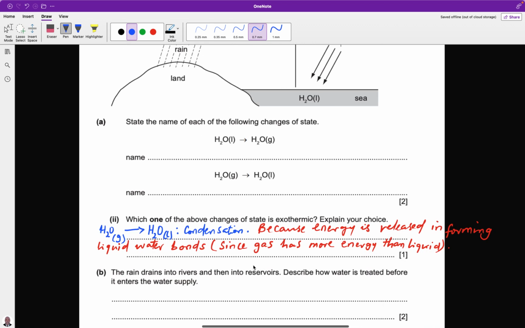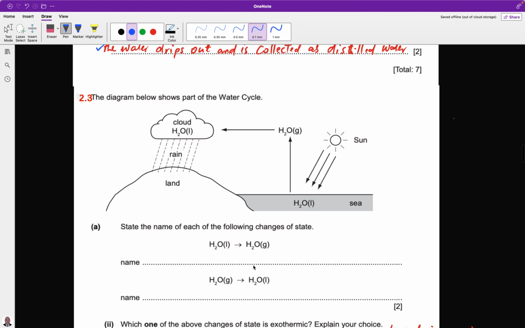So let's go back to question 2.3. The diagram below shows part of the water cycle. The water cycle here, what happens? This is the water in the sea. During the day, the sunlight produces a lot of heat. It now heats the water. Water is now evaporated into the sky as steam or water vapor.